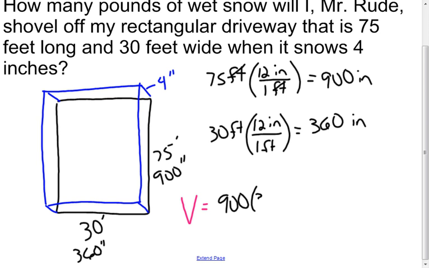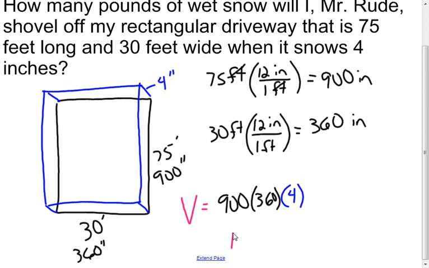900 inches by 360 inches. Oops, just about forgot the 0 in there. And then I have to multiply that by the height. Well, that was the height of the snow, which is 4 inches. And then I have to multiply that all together.